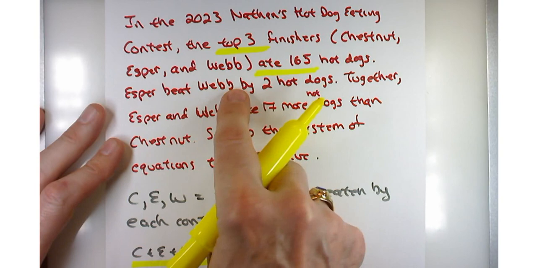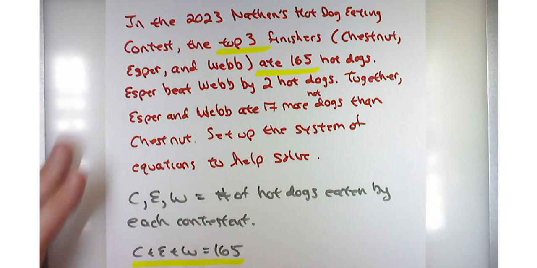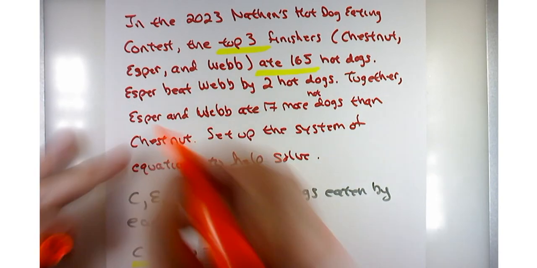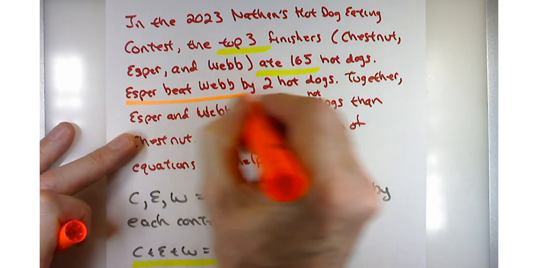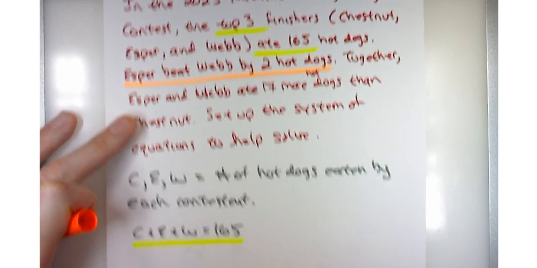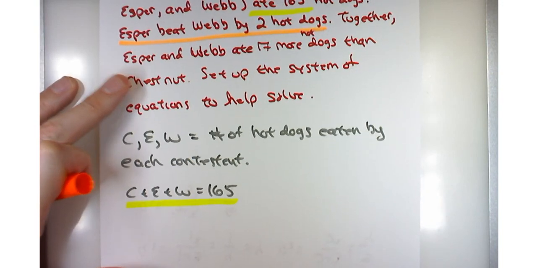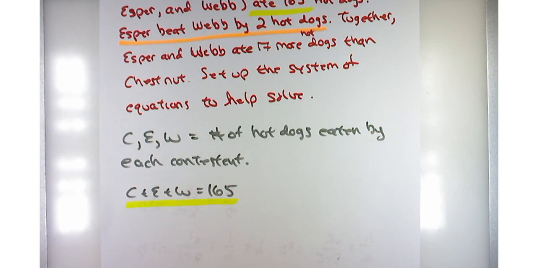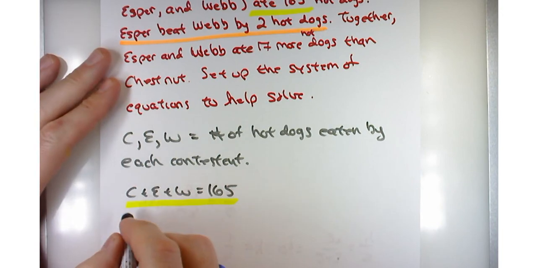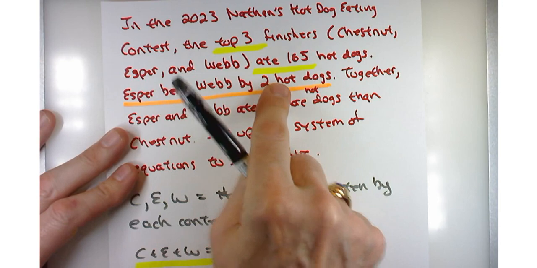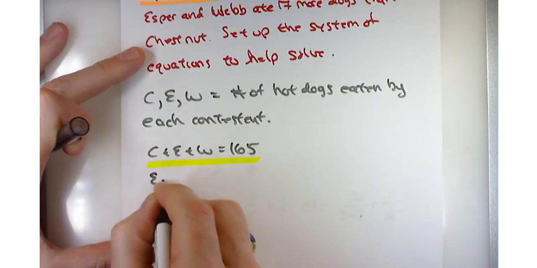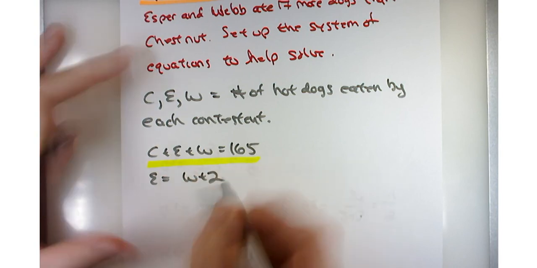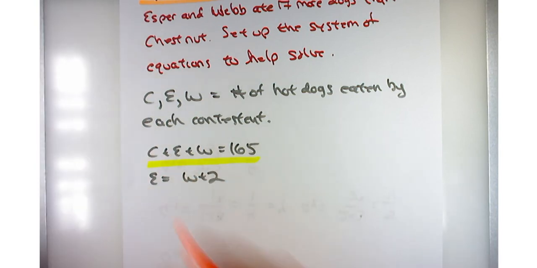Esper beat Webb by 2 hot dogs. That sounds like another one. E equals W plus 2. Yeah, thank you, Alan. E equals W plus 2. So 2 more than W gives you Esper. So E equals W plus 2. Beautiful.